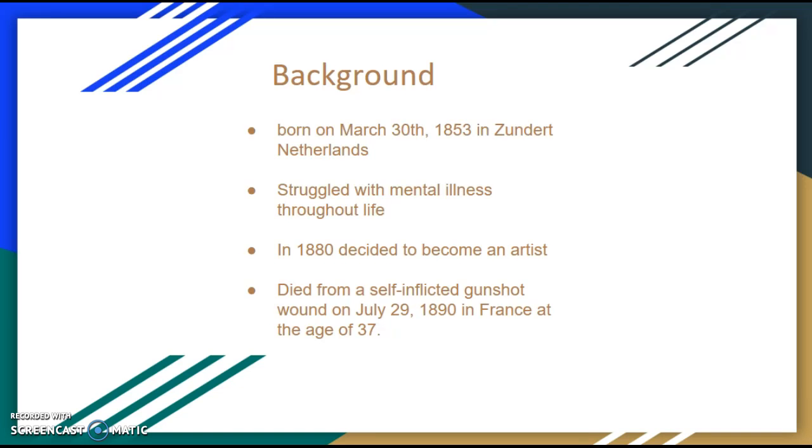A background in his life. He was born on March 30th in the Netherlands. He struggled with mental illness throughout his entire lifetime. In 1880 he decided to become an artist, and this was at the age of 27, which was pretty late, and he died from a self-inflicted gunshot wound.